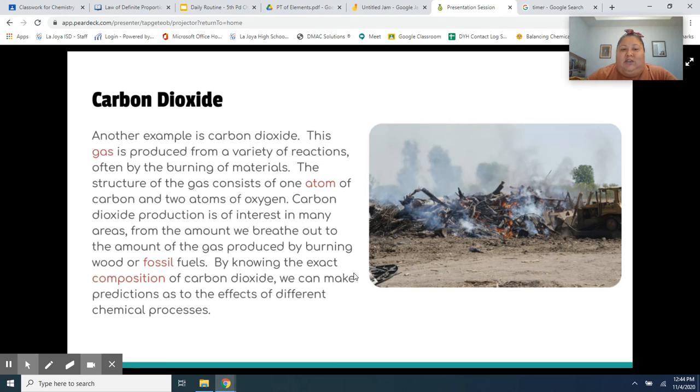The structure of the gas consists, now this is how many there are of each atom. There are 2 elements in this compound: carbon, which you have 1 atom, and oxygen, which you have 2 atoms. Okay? Carbon dioxide production is of interest in many areas, from the amount we breathe out to the amount of gas produced by burning wood or fossil fuels.